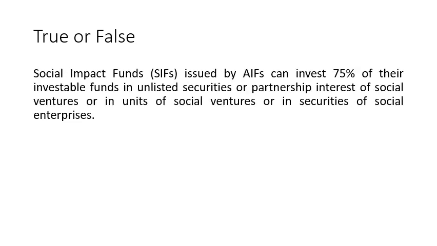The next question is, social impact funds issued by AIFs can invest 75% of their investable funds in unlisted securities or partnership interest of social ventures, or in units of social ventures, or in securities of social enterprises. This answer is true. So we have now come to the end of this video.